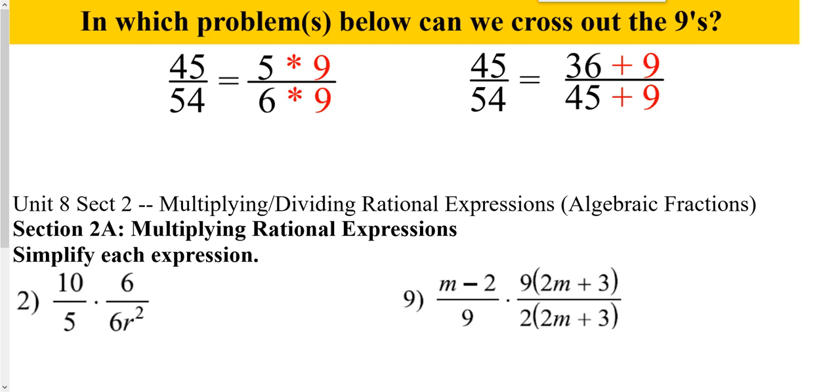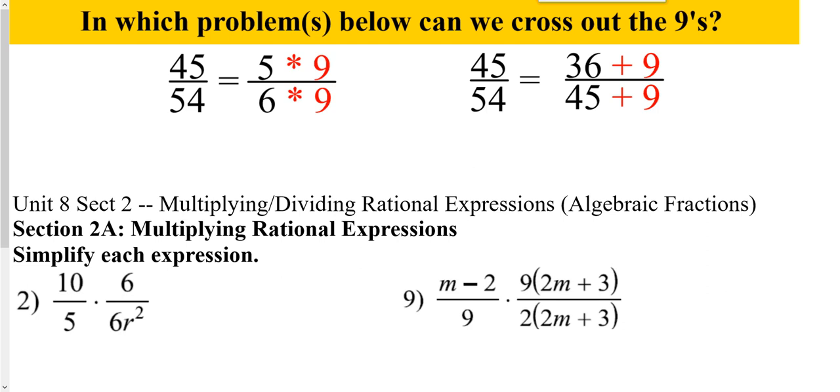We're going to go ahead and start section 2 of chapter 8. But before we really get into the notes, I have a question for you first. We have two situations at the top. On the left, we have, well, both situations have 45 over 54. I want to know in which one of the two situations can you cross the nines out?